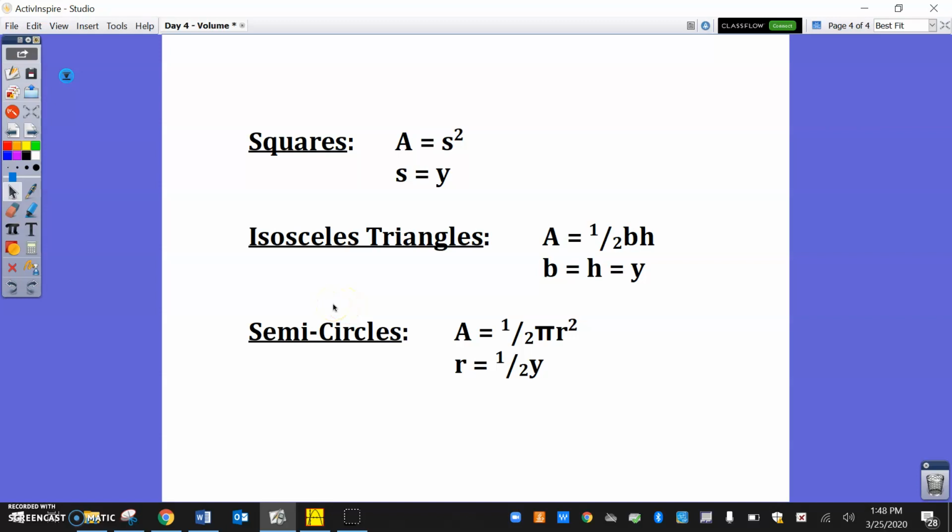So the worksheet you have for today is mostly just examples with semicircles. I think there's about 3 of them, and then there's an example with a square and an isosceles triangle just to refresh your memory on those 2.